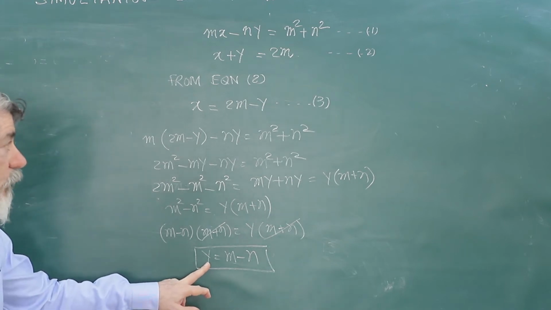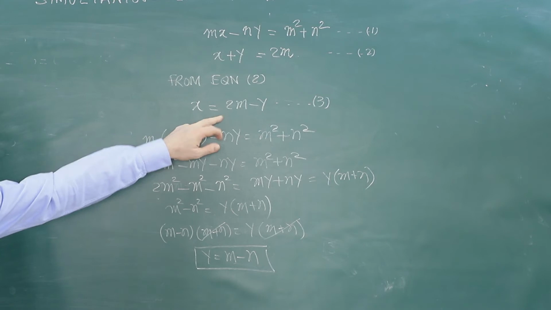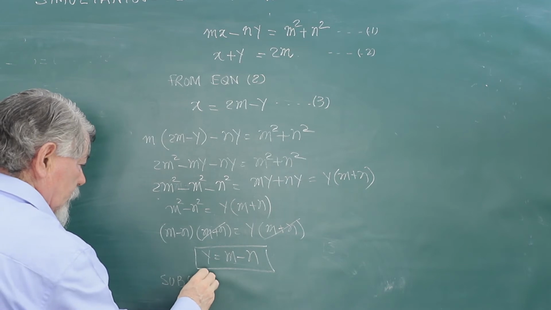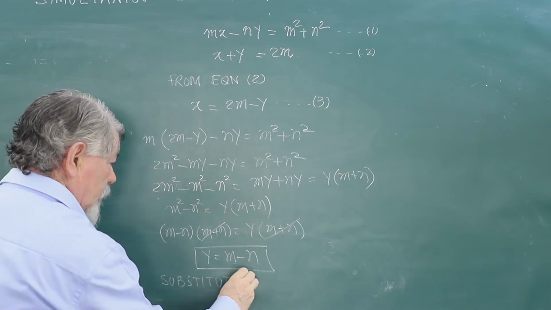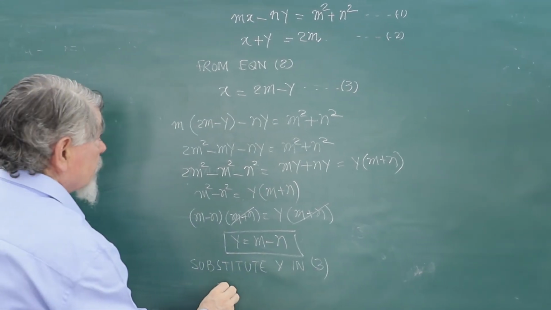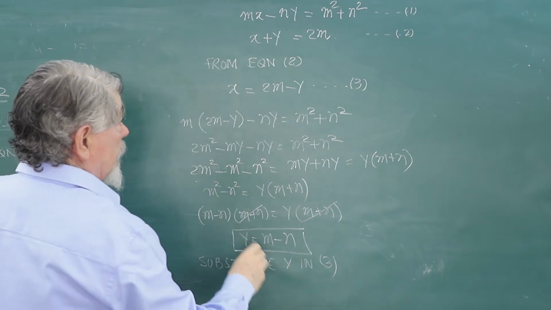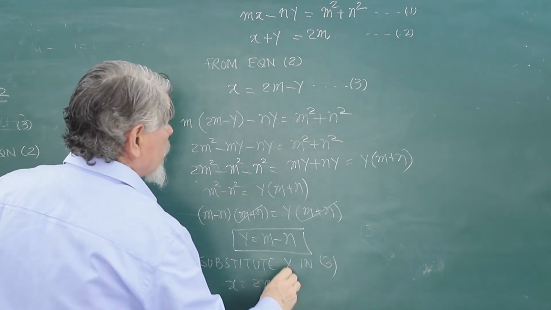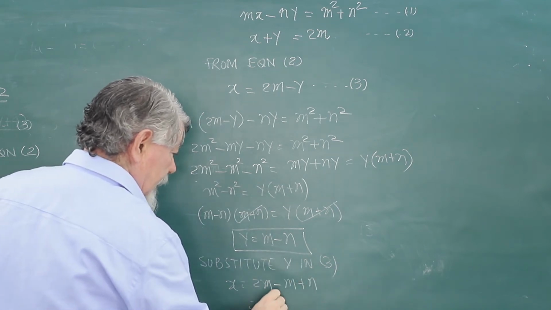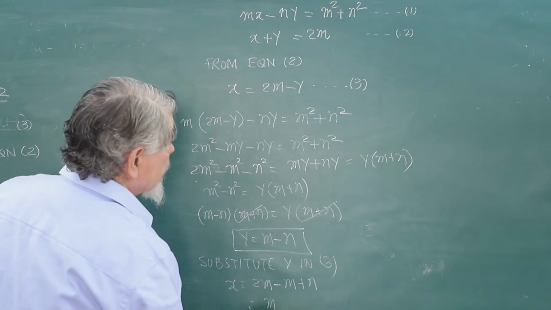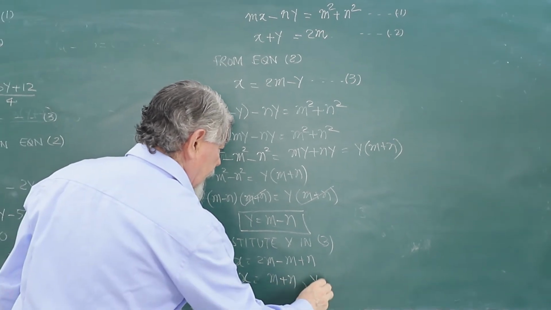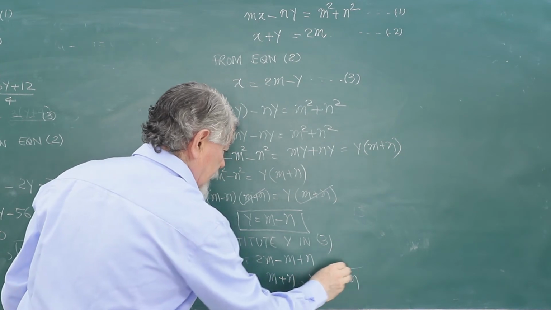Now let me put this value of y in equation 3 to get the value of x. Substitute y in 3. In equation 3, x is equal to 2m minus what is y? So minus (m minus n). So 2m minus m is m, and plus n. So x is m plus n and y is m minus n.